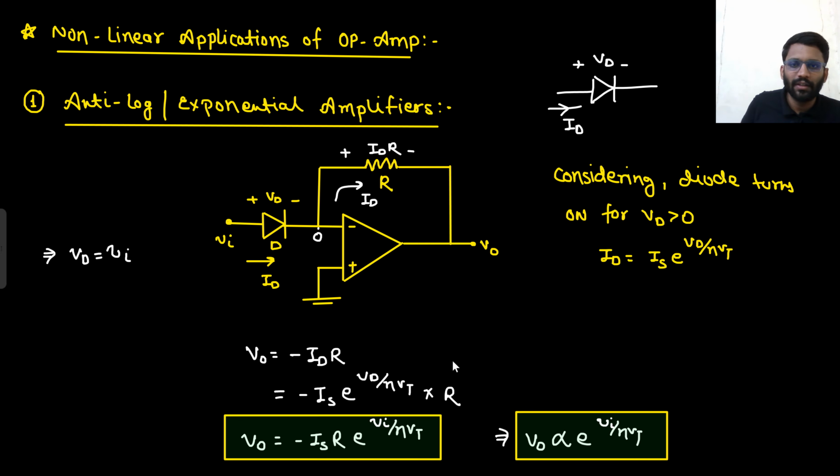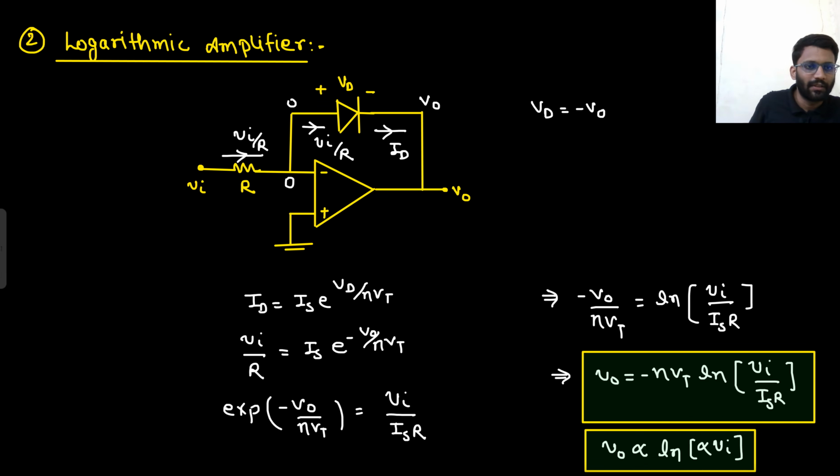In the previous question, Vd was equal to V naught, which was equal to minus I naught into R, minus Id into R, and Id was proportional to the input only. So with respect to input, you could write Id equals Is e to the power Vd upon eta Vt. Vd was equal to V only. So from here you could get this expression. Well and good. So this was one of the easiest applications.